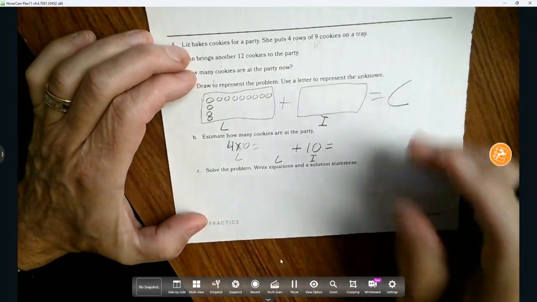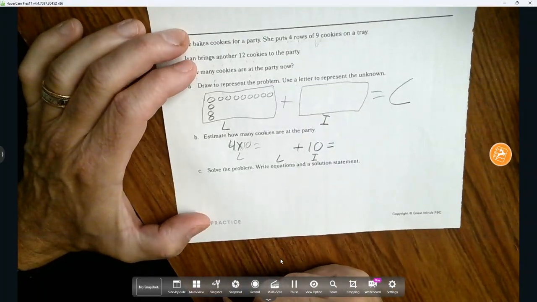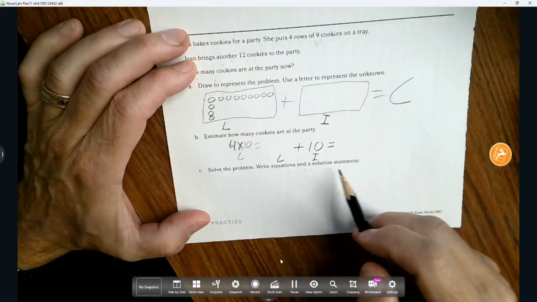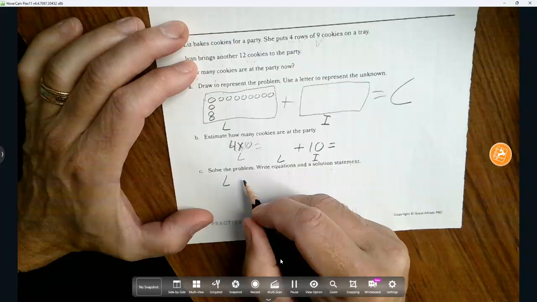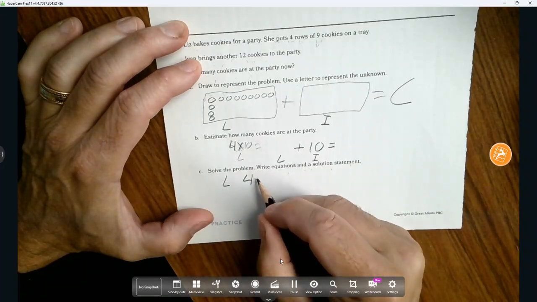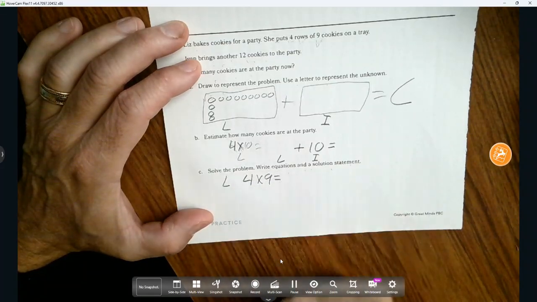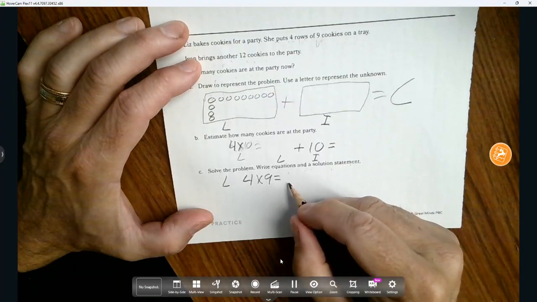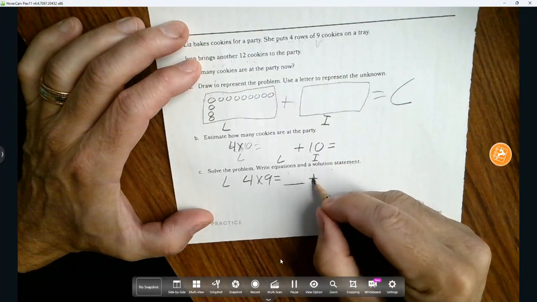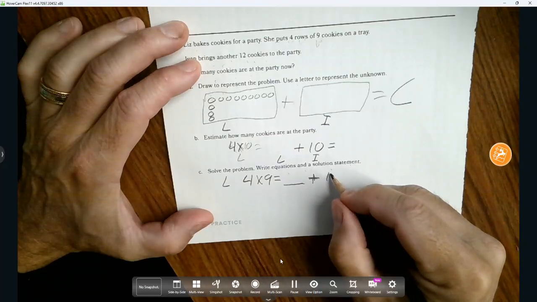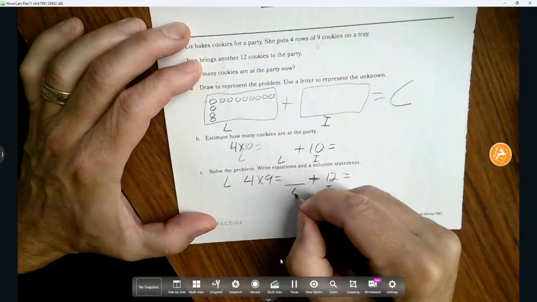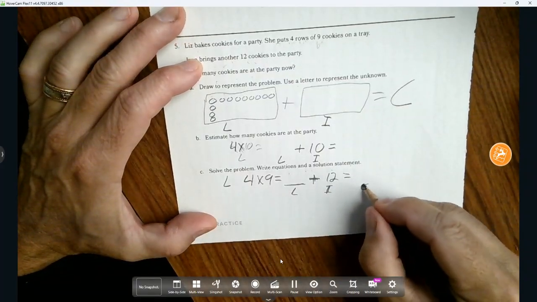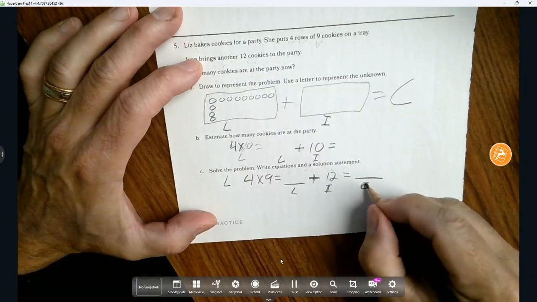It'll be close. And down here, it wants to solve the problem, write equations, and the solution statement. So write equations. So Liz brought us 4 rows with 9 in each row, right? Equals plus the 12 that Ivan brought. So Ivan's, Liz, and then I'm going to put a C under here because that's how many total cookies we have. All right. Hope this helps you out.